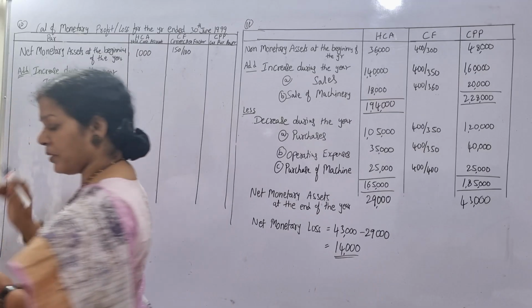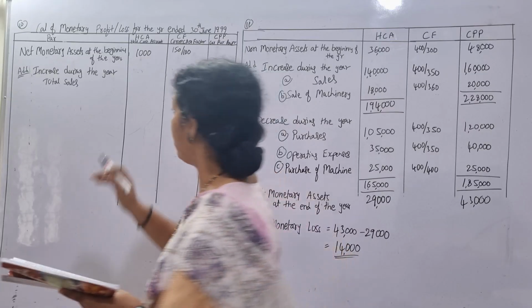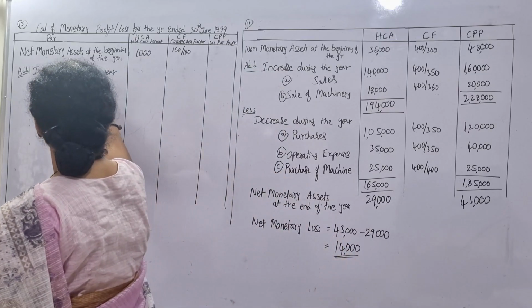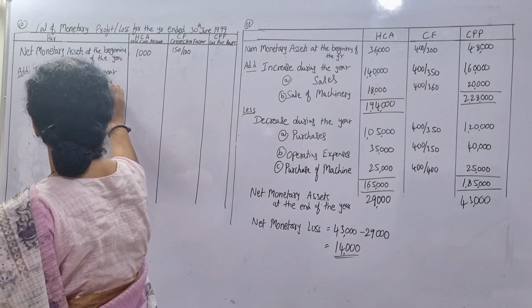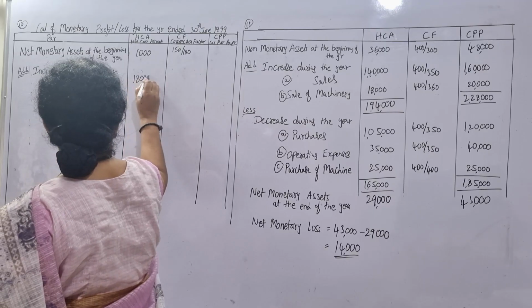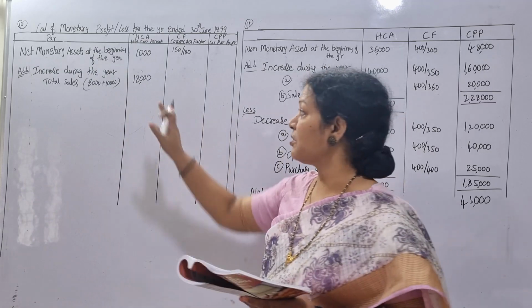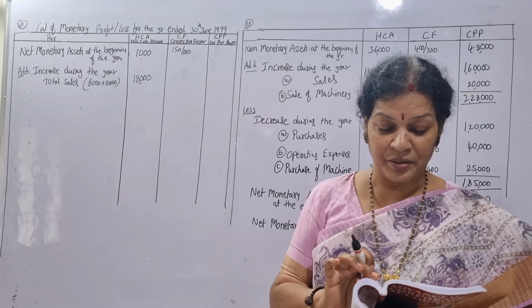Why write it separately? Together we can show 8,000 plus 10,000. It is 18,000. You can write it in brackets, 8,000 plus 10,000. It is 18,000. So this is sales. Now the correction factor.